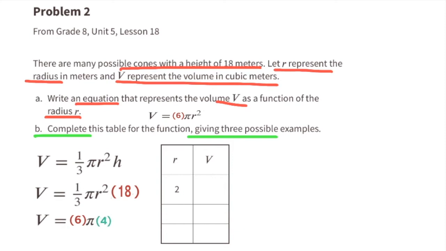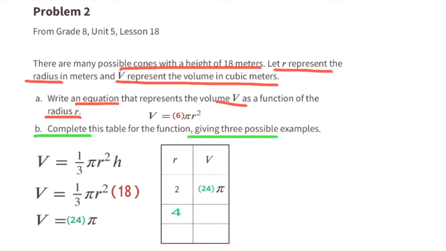2 squared is 4, and the order doesn't matter, so we can do 6 times 4 times pi. Now the equation reads V equals 24 pi. When the radius is 2, the volume is 24 pi. For the next one, we'll use 4 as the radius.